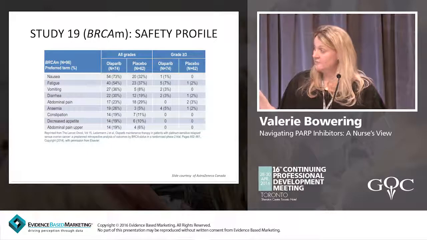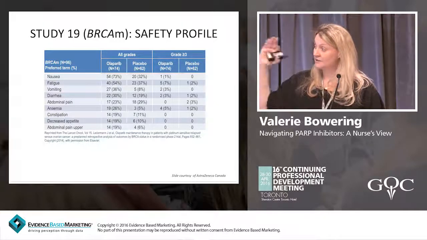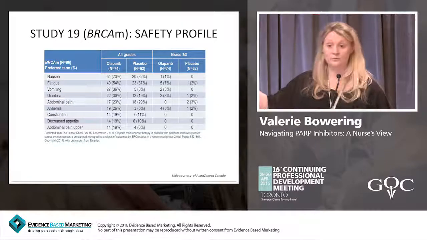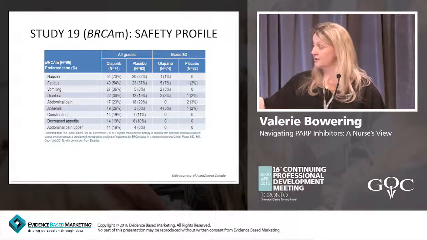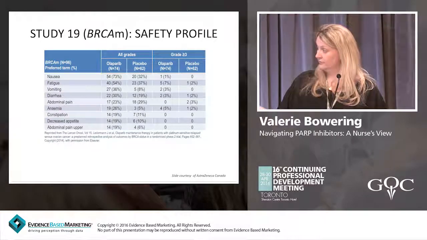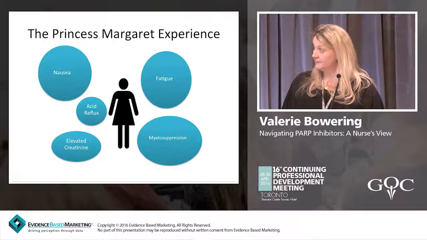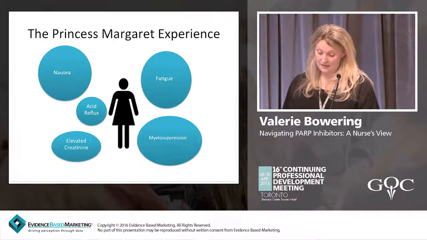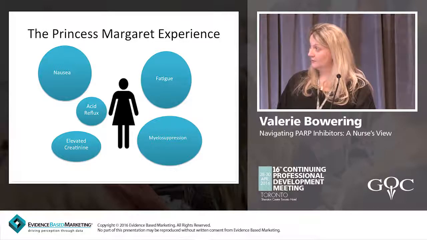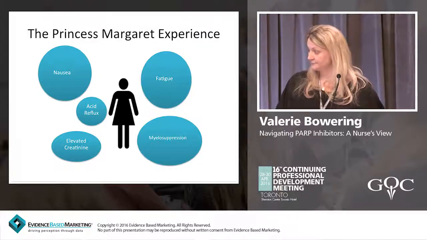Essentially, the majority of the research that is being put forward is through the Study 19 safety profile. Again, you're going to look at the top 3 there, which we've seen in the other PARP inhibitors: nausea, fatigue, vomiting. Those were the types of things that they were seeing the most of. So this is essentially our experience at Princess Margaret. And again, it's not very different than what we saw with the other ones or what was reported either.